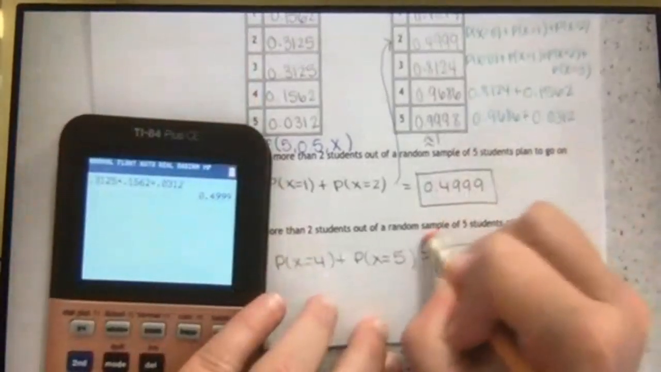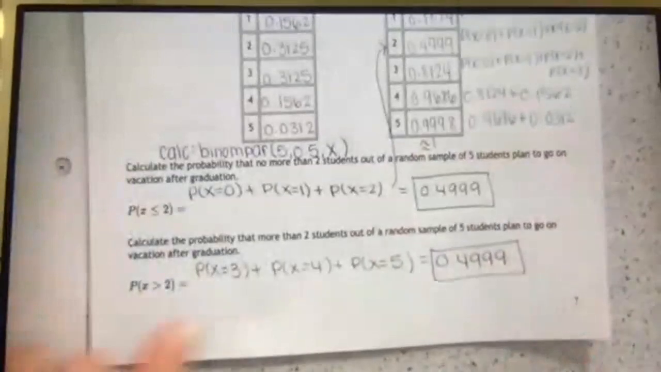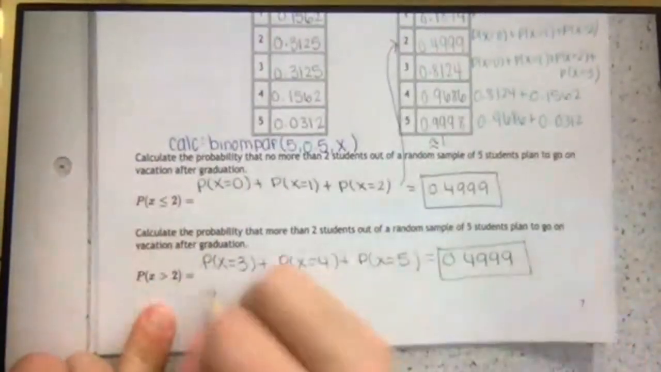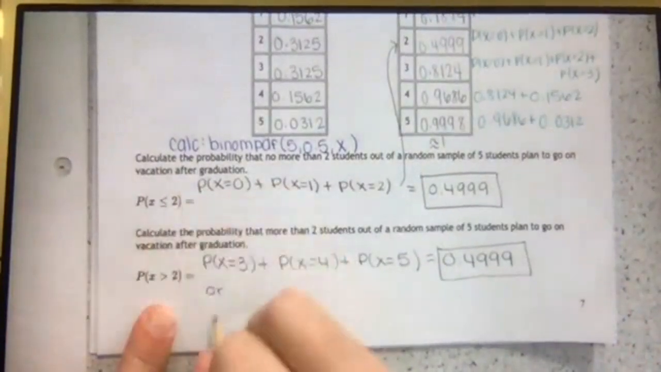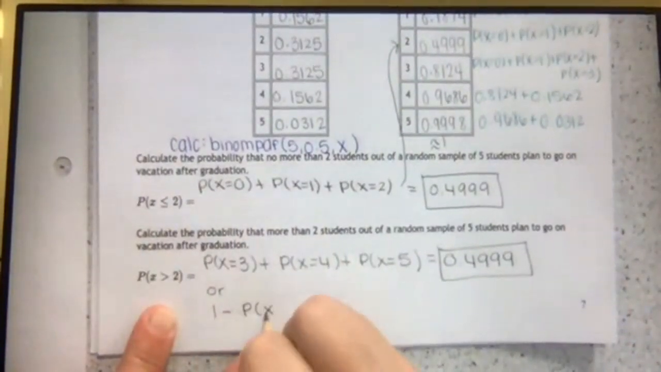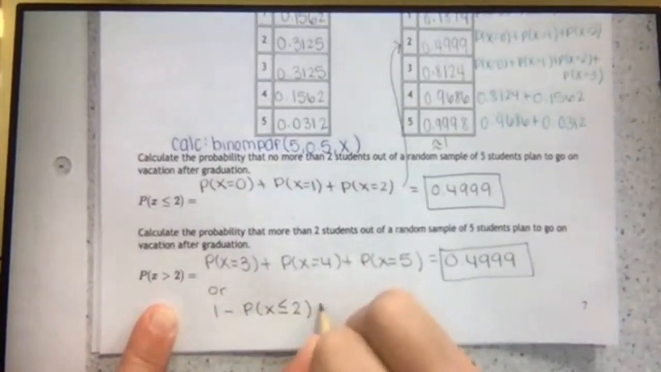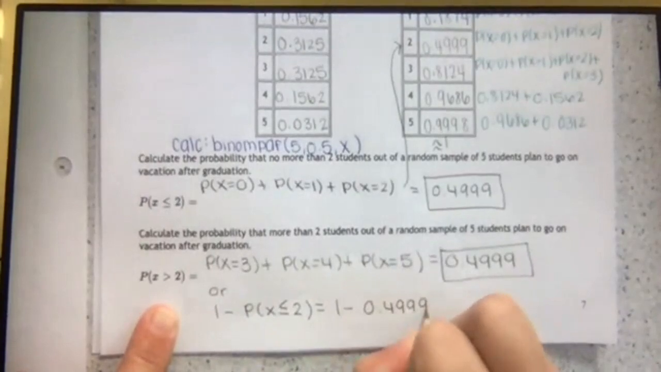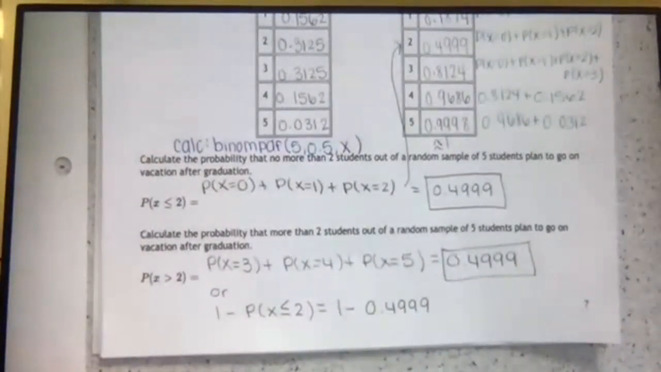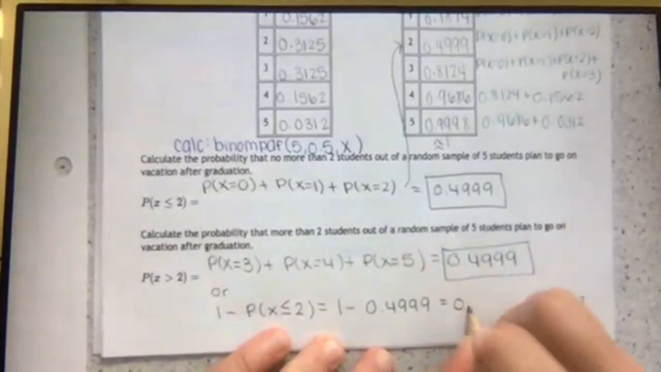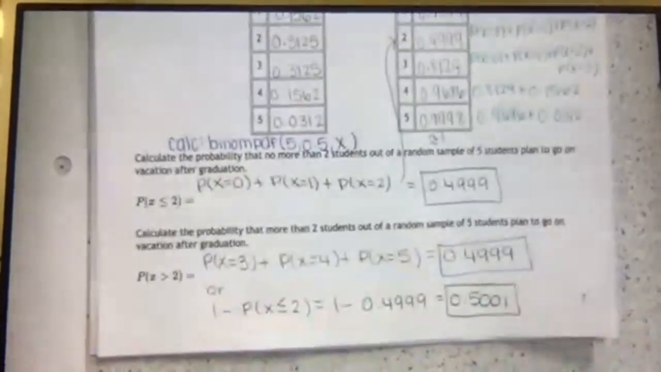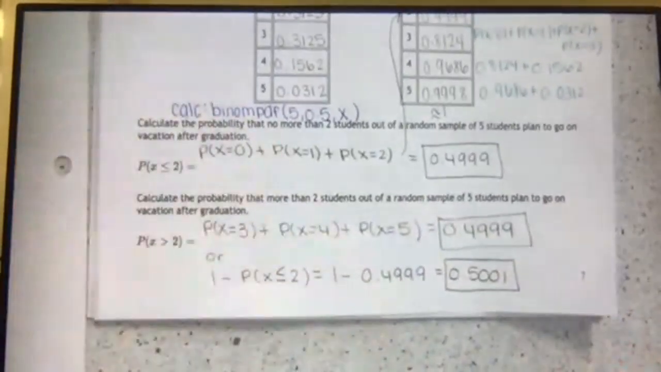By the way, notice that these are opposites. So 1 is less than or equal to, 1 is greater than. So, or you can do the opposite. So 1 minus the probability that x is less than or equal to 2, which is 1 minus 0.4999, which would give you 0.5001. So either one of these 2 answers would be marked correct. 2 different ways of doing the same problem. So whatever way you like better, you do you.